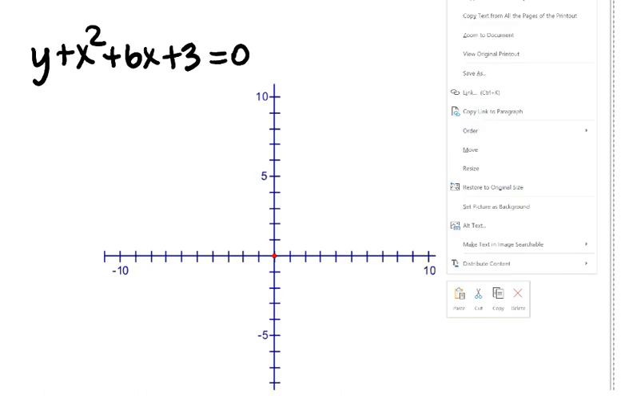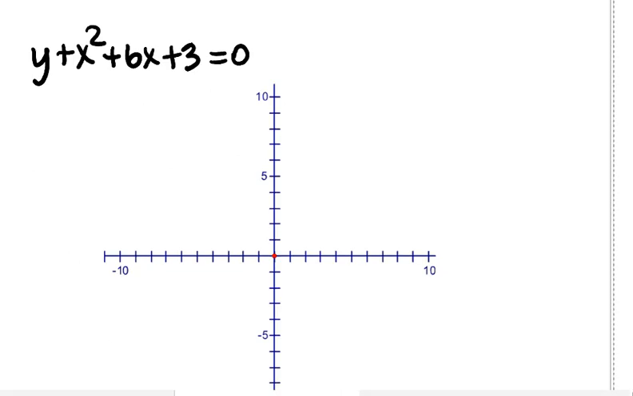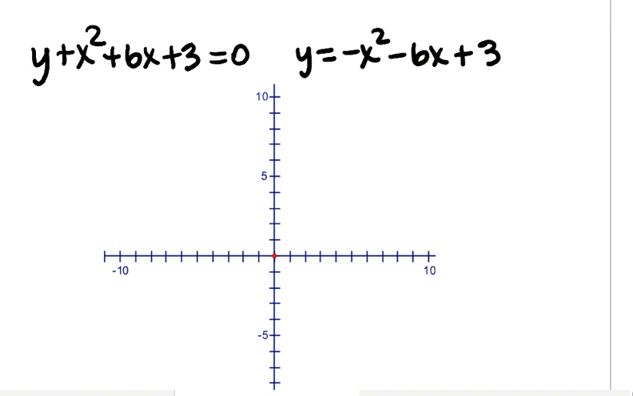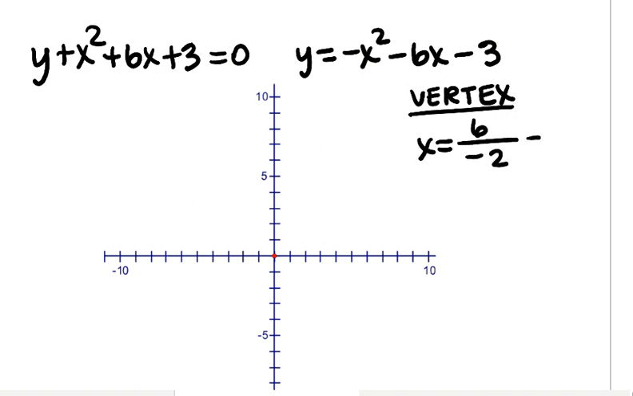Okay, and here we've got an equation that's given implicitly. It's not just y equals. So when that happens, I need to solve for y. So I'm going to say that means that y equals negative x squared minus 6x plus 3. All right. And the first order of business is find the vertex. Well, the vertex of this thing, x equals negative b over 2a, is positive 6 over negative 2, which is negative 3.